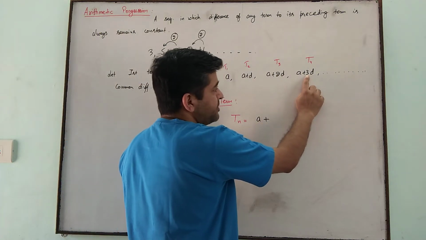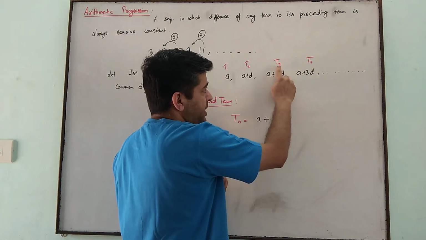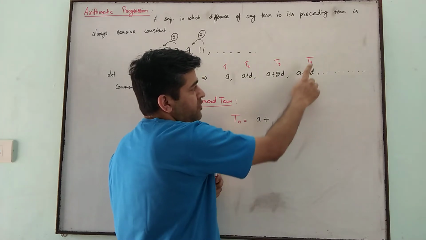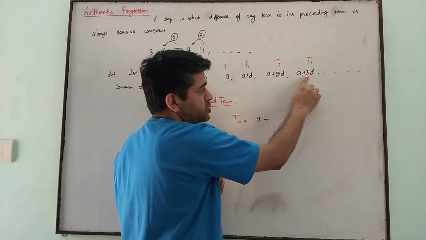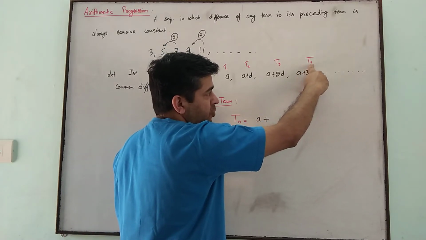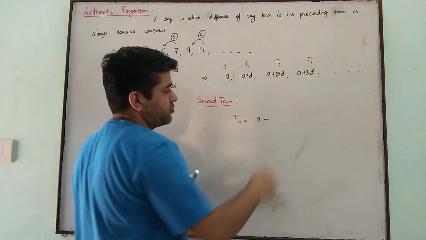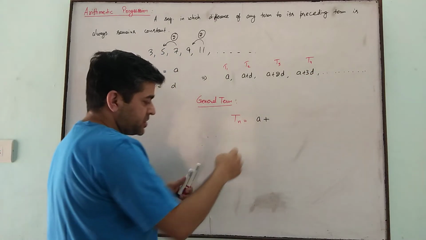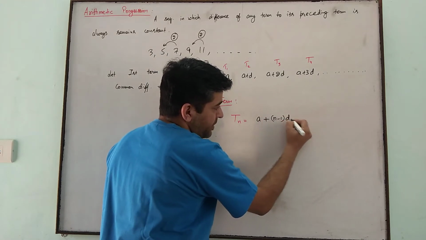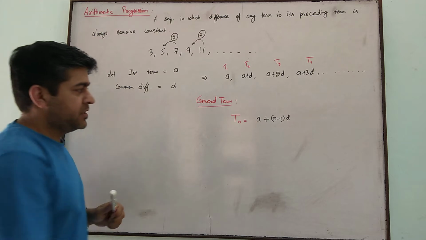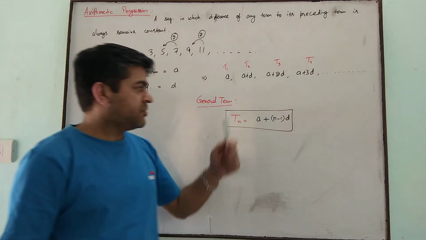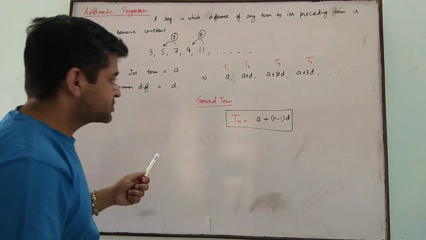D is 3 times in the fourth term. In the third term it is 2 times. In the second term it is 1 time. It is always 1 less than the term number, like for the 4th term, 1 less than 4 is 3. So if we are finding the nth term, then it will be n minus 1, 1 less, multiplied by D. That is your general term formula. We discussed this concept in class 10 also.